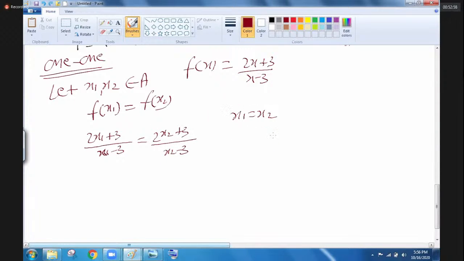If you're getting x1 equal to x2, it means the elements are also equal when their images are equal. That is the way of checking a one-one function. If the elements are equal, their images should also be equal. If their images are equal, then the elements should be equal. That is the condition of a one-one function.